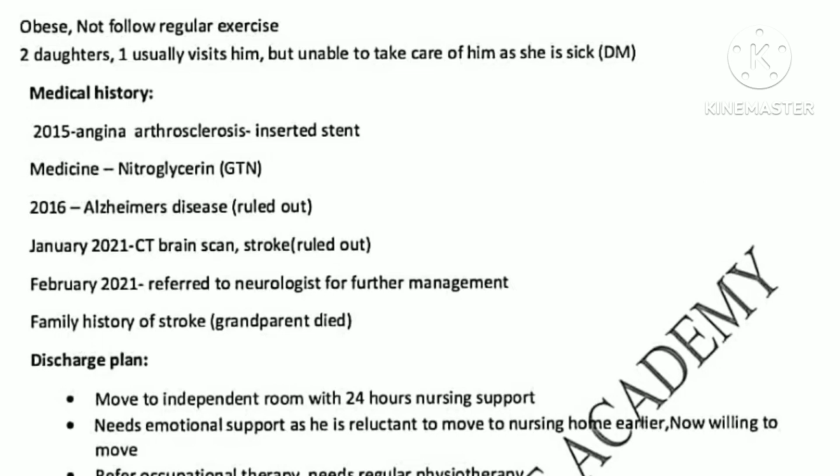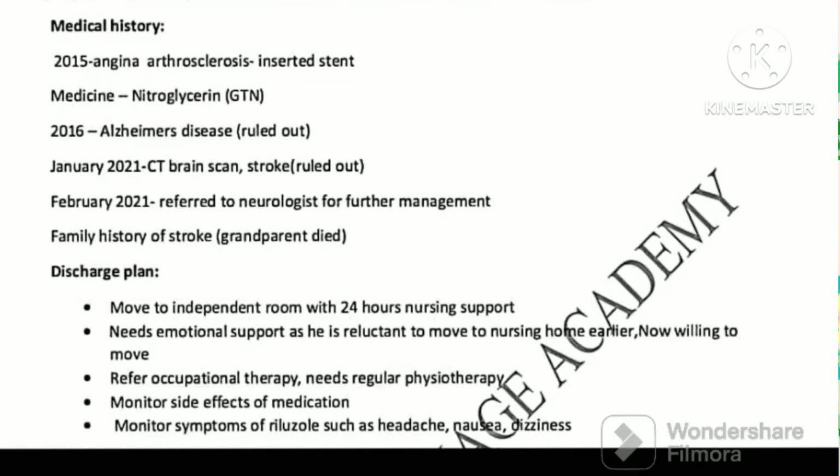Then what is the discharge plan? Moved to an independent room with 24 hours nursing support. Needs emotional support as he was reluctant to move to a nursing home earlier, now willing to move. Then refer to occupational therapy, needs regular physiotherapy. Next is monitor side effects of medication. So these are the discharge plan, that means the recommendations they are asking. So let's see how we can write a sample letter.